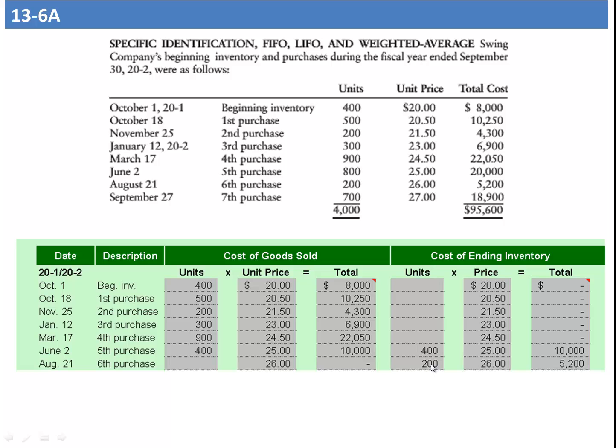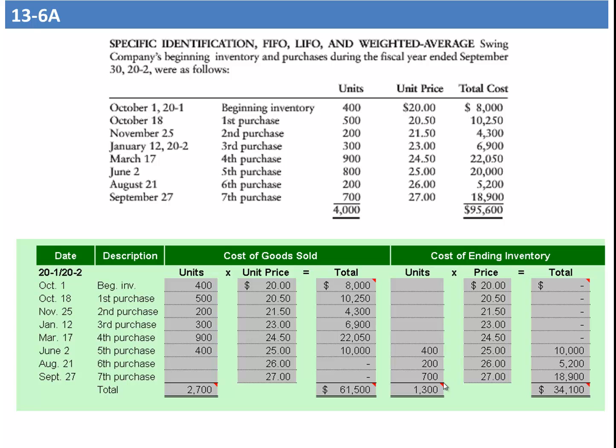So from this point forward, everything else is in our ending inventory. From our sixth purchase, we still have those left to sell, so they're in our ending inventory. And from the seventh purchase, we still have those left to sell, so those are in our ending inventory. And so then we can calculate, we had a total of 2,700 units. 1,300 of those units are in our ending inventory, so that means we sold the remaining 1,400 units.